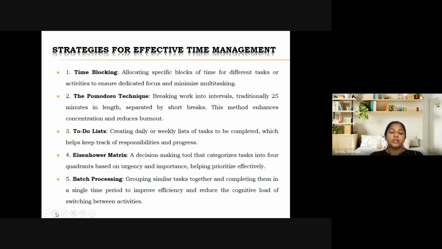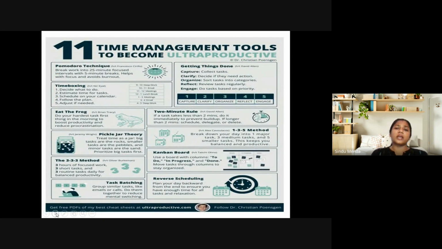Batch processing is also a computer technique used to periodically complete high-volume and repetitive data jobs. Next, there are different tools to become ultra productive in time management. The first one, which we already discussed, is the 25-minute Pomodoro technique. The second one is time boxing, which we also discussed; that is time blocking.